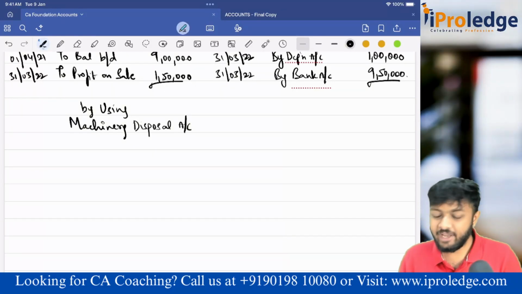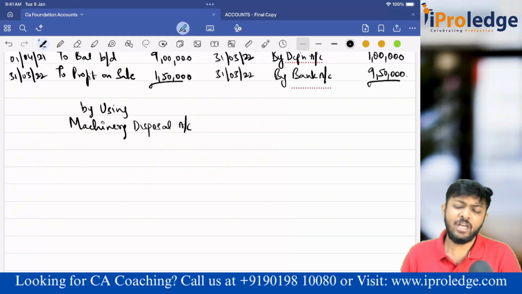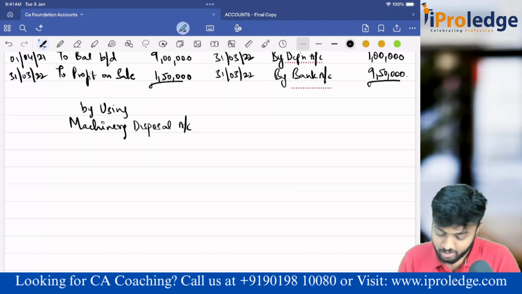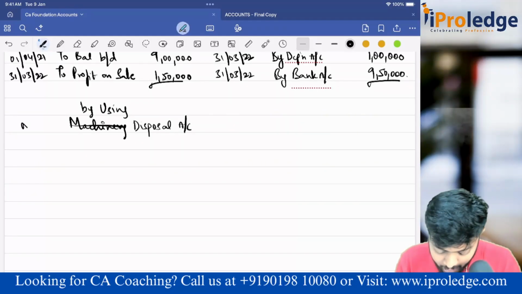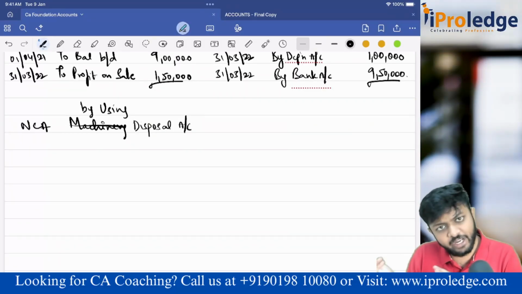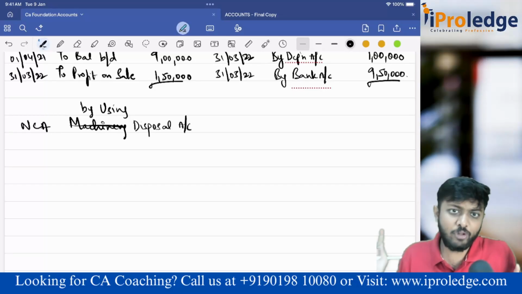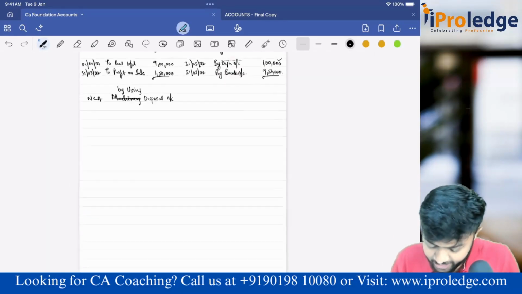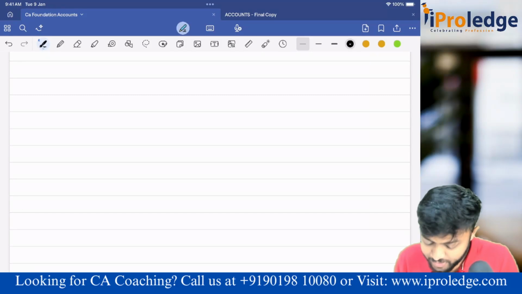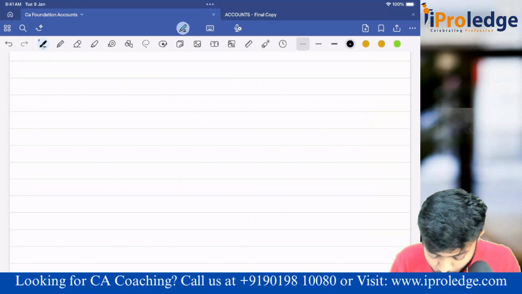Guys, pretty simple. What we are doing in this method is all the entries with respect to sale of non-current asset, we are bringing it to machinery disposal account. Okay, machinery or non-current asset disposal account. Clear? Everything related to sale, we'll bring it to non-current asset disposal account. So I'll teach you, very simple.